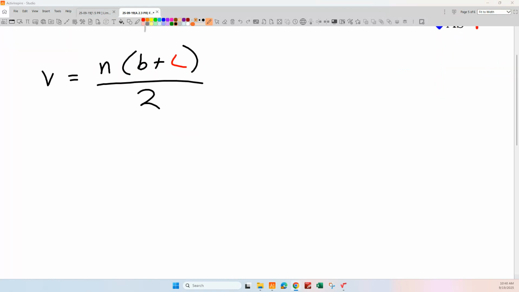Okay, to solve, well, first step, multiply by 2. Good, we're going to clear fractions. So we'll multiply each side by 2 to cancel the 2's.